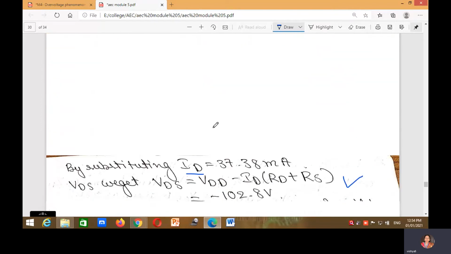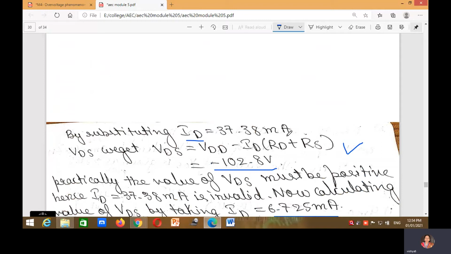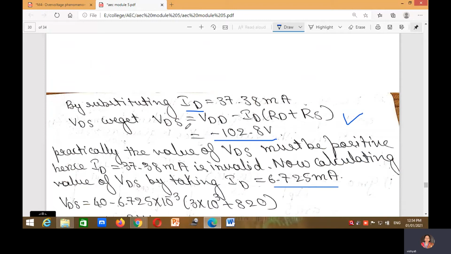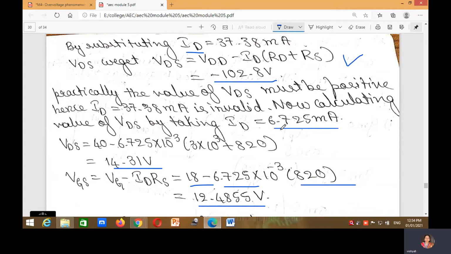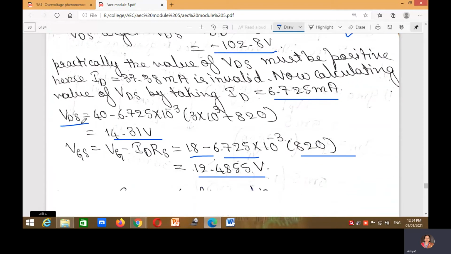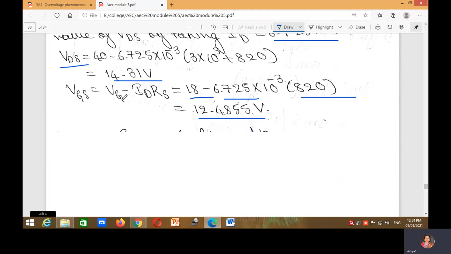First, take 37.38 milliamps and solve VDS. You will get a negative value, it is invalid. Next, you take the 6.725 milliamps. Next, you solve for VDS. You will get 14.31 voltage. This is valid, and VGS is equal to VG minus ID into RS. You will get 12.4855 voltage.